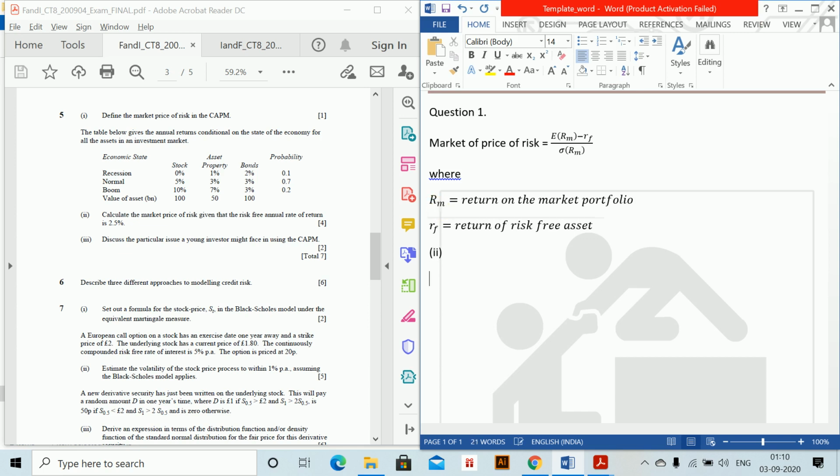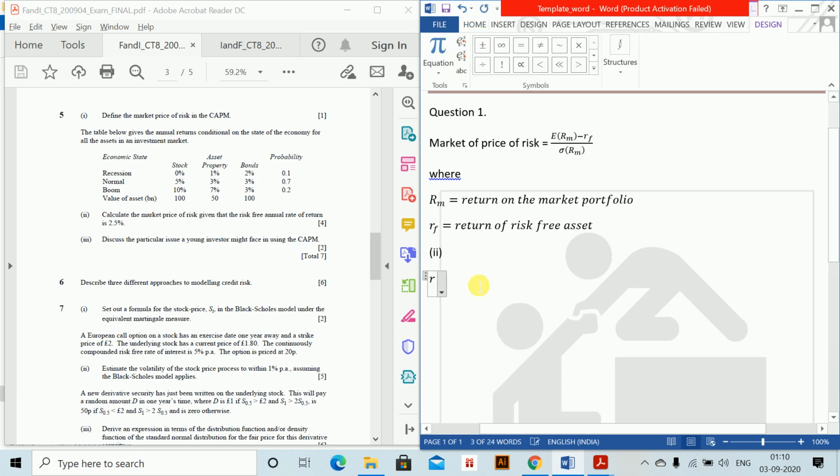Part 2: calculate the market price of risk given that the risk-free annual rate of return is 2.5%. So we need to calculate for all of these. So, first for recession: this equals 0.4 times 0% plus 0.2 times 1% plus 0.4 times 2%, which equals 1%.